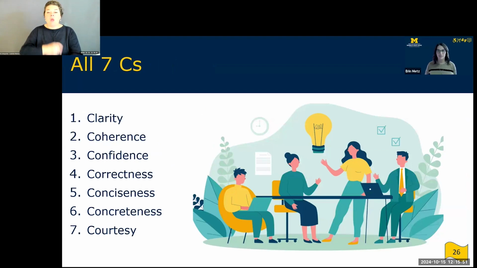So when we look at all 7 C's, clarity, coherence, confidence, correctness, conciseness, concreteness, and courtesy, this can really lead to innovative ideas because we can all communicate more effectively our own needs, our wants, and our thoughts.